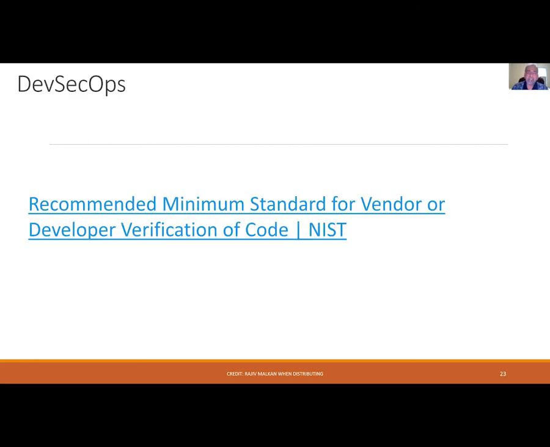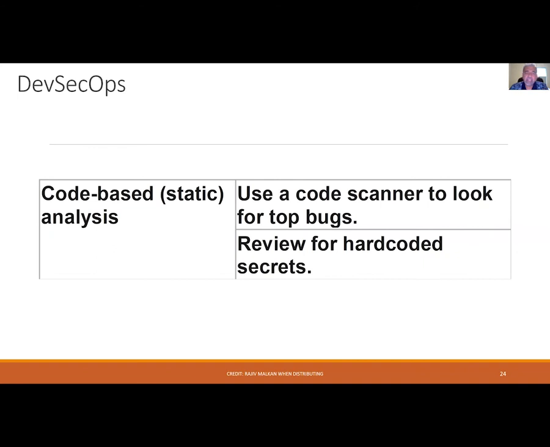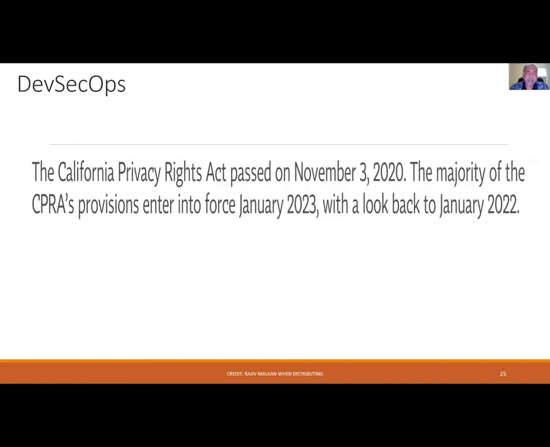July was the deadline for NIST to come up with some guidelines for vendors and developers on the verification of system security code. There's a link to it, and you can see what's already out there. This is just one example of what they're suggesting: making sure that if the code is done, it's at least analyzed statically, and then dynamically if you have live data on the web and other things out there.